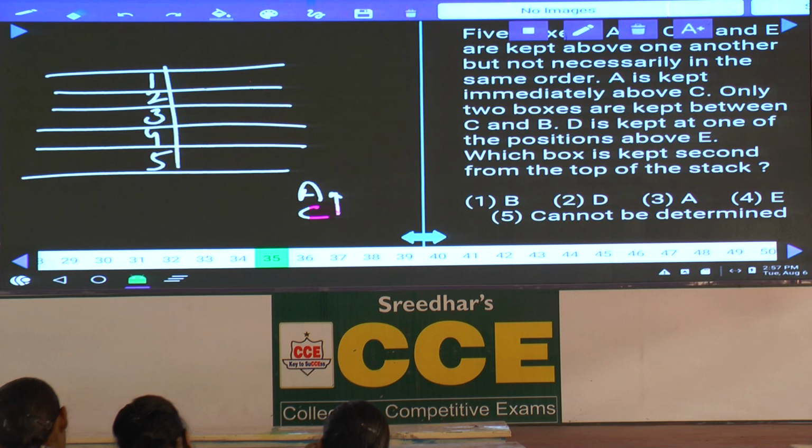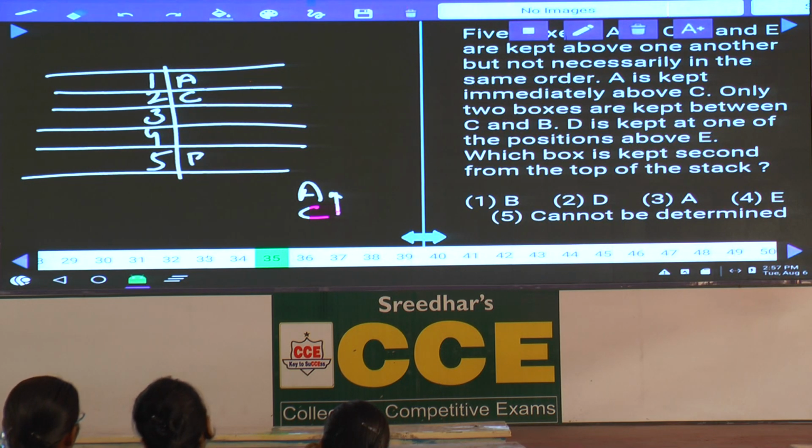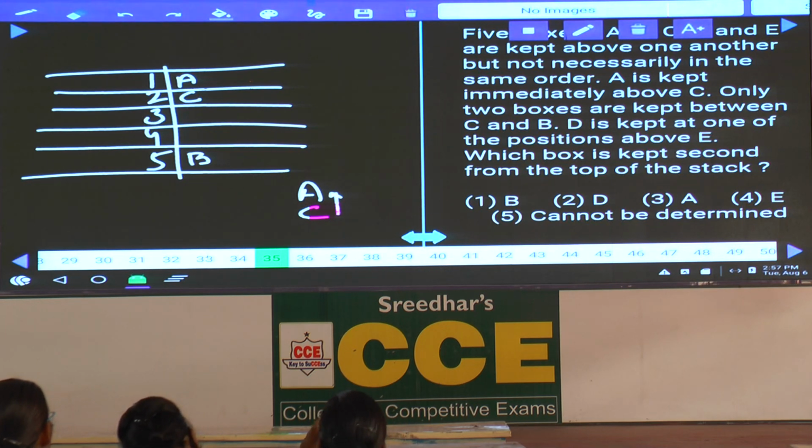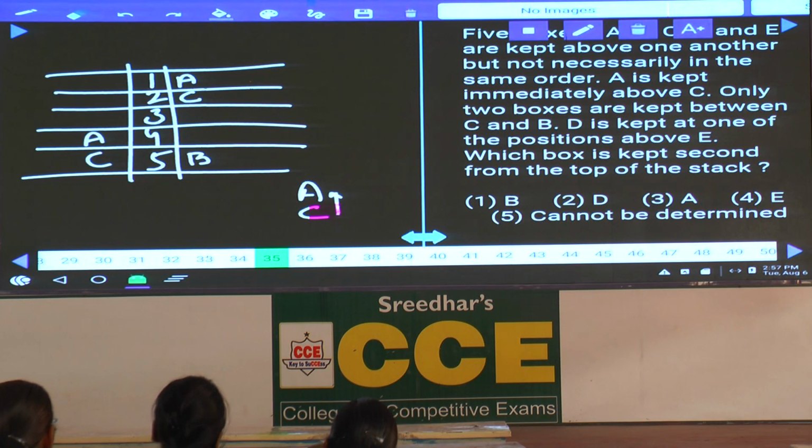for this A and C. Now A is here, C is here, only two boxes between C and B. Only two boxes are kept between C and B. Again, if you take the other possibility, A is here and C is here, only two boxes between C and B. Isn't it? Only two boxes, A is kept immediately above C. Only two boxes are kept between C and B.